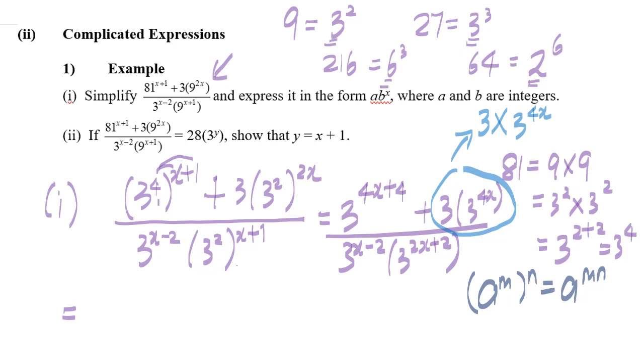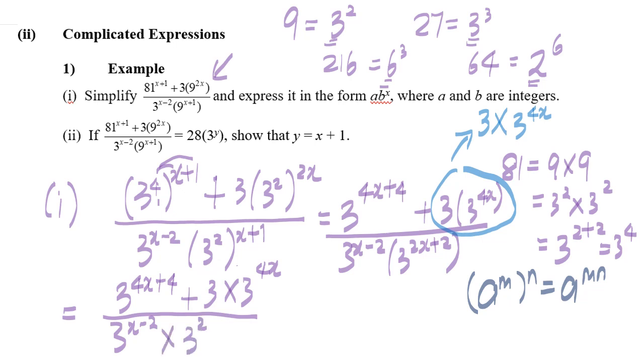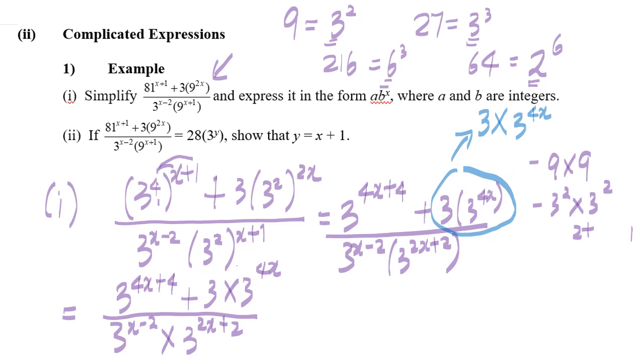Okay, so what we're going to do is that will give us 3 to the power of 4x plus 4, then plus 3 times 3 to the power of 4x, then over 3 to the power of x minus 2 times 3 to the power of 2x plus 2. Alright, I have to erase this part because we won't have enough space for the working.